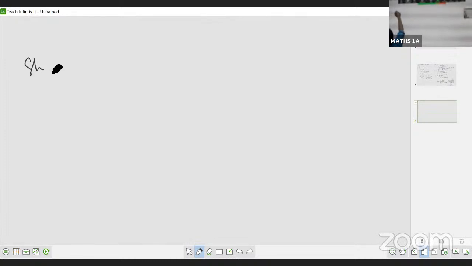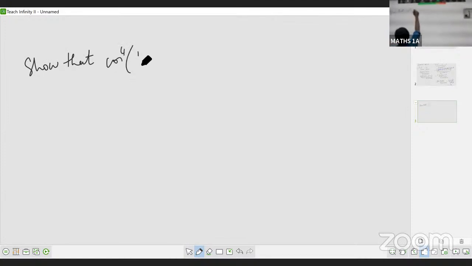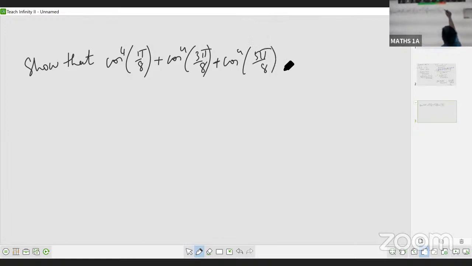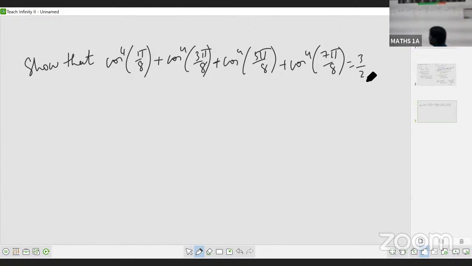Show that cos power 4 pi by 8 plus cos power 4 3 pi by 8 plus cos power 4 5 pi by 8 plus cos power 4 7 pi by 8, that what we have to show is equal to 3 by 2, right?